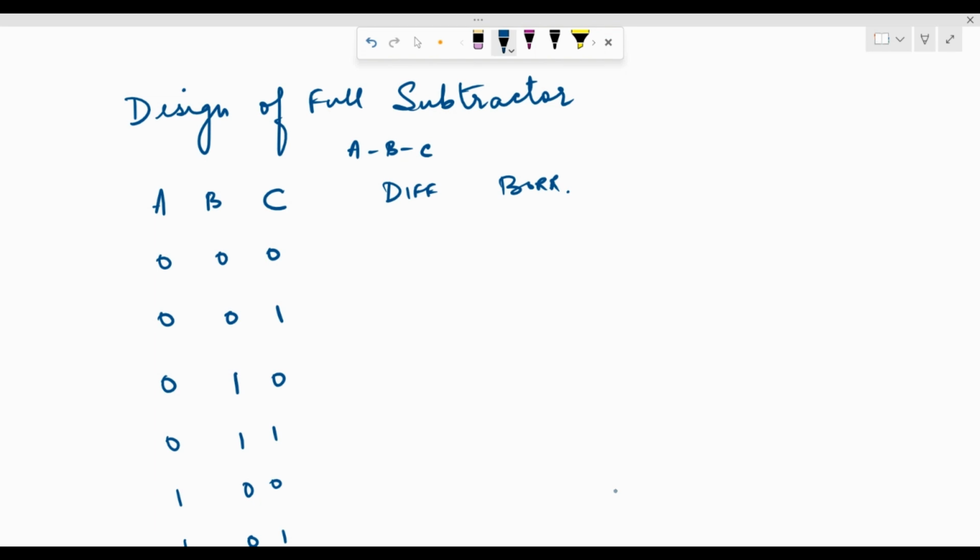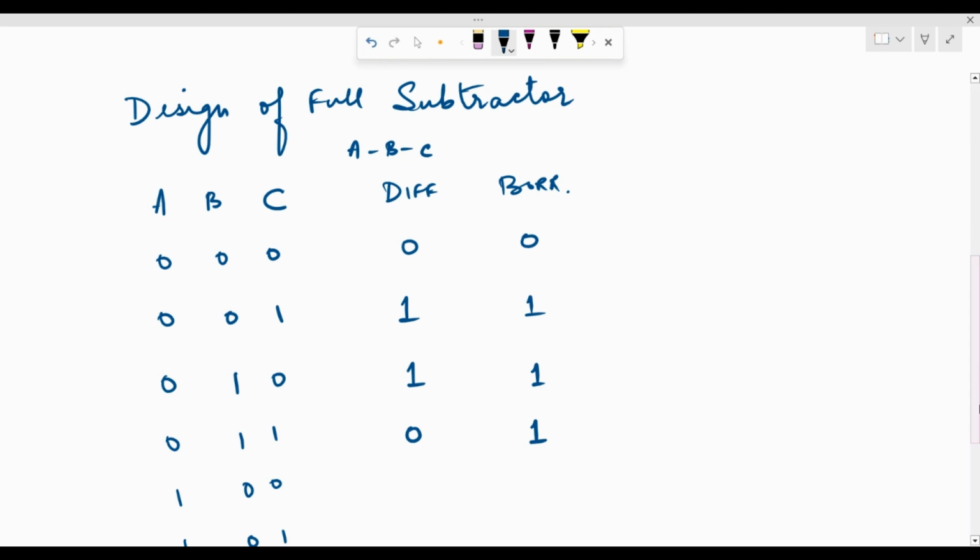So 0 minus 0 minus 0 is going to be 0, borrow is 0. 0 minus 0 is 0. 0 minus 1 is difference 1, borrow 1, like I showed you. 0 minus 1 is difference 1, borrow 1, and 1 minus 0. So the difference here is still 1 and we are subtracting a 0 with it. So it will remain that and the borrow will remain 1. Next, 0 minus 1 is again 1, borrow 1. 1 minus 1, the difference will become 0, but the borrow will still remain 1.